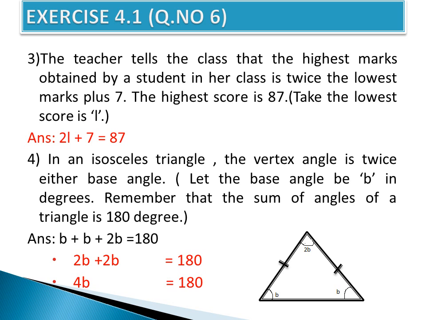So 2b plus b plus b, so we are getting 180. 4b is equal to 180. So this way we have to frame the equation of this question. Remember that in an isosceles triangle, 2 sides are equal. The angle which is related to the equal sides is known as the vertex angle. Just opposite to the vertex angle, they are known as base angles.